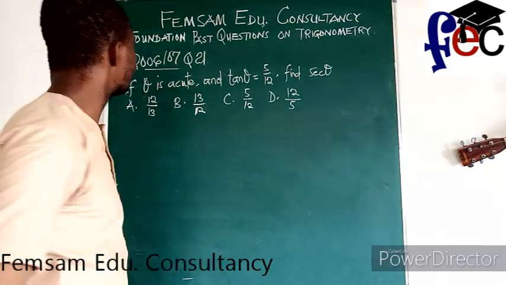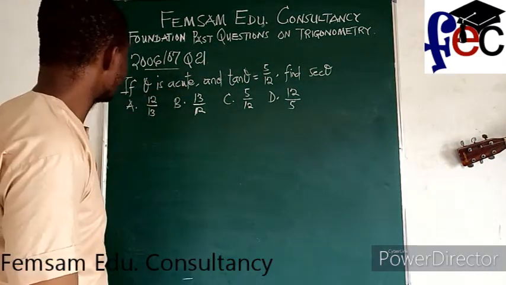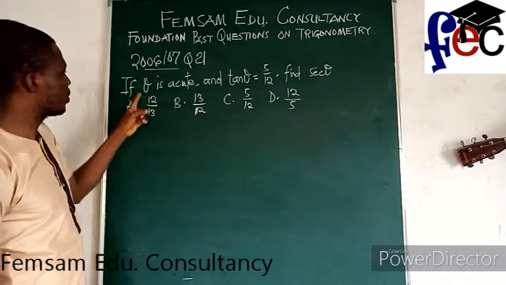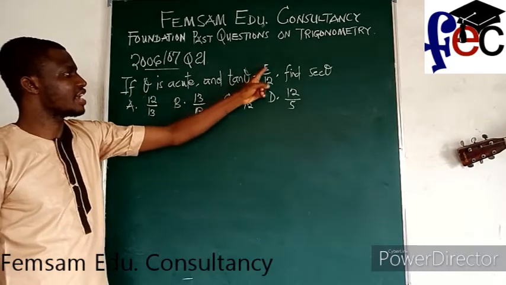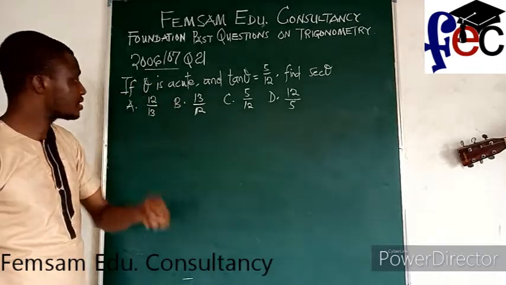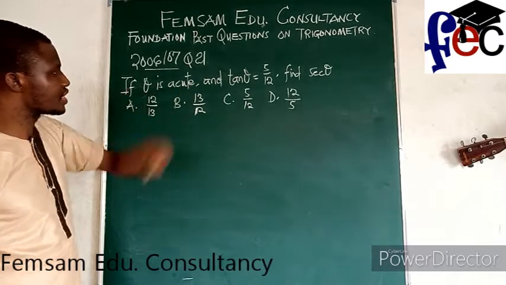This particular question was gotten from the same year, question 21. And here we are to find sec theta when we have been given that theta is acute and tan theta is 5/12. Please, every information is important. Don't ignore this statement. It's very important.